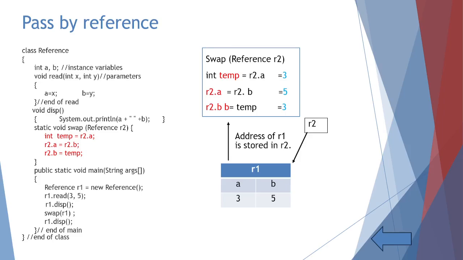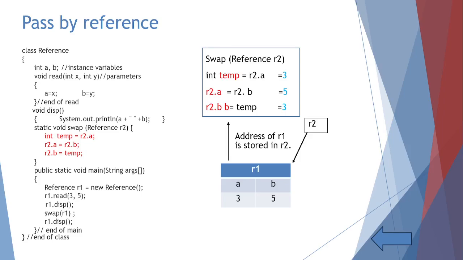But R1 is the name used by main method. R2 is the name used by swap method. But pass by reference or pass by address is used. Now R2 is an object. So the same swap program, but a little bit of change. See that picture only, swap reference R2. Those red colored lines I have rewritten above the picture.